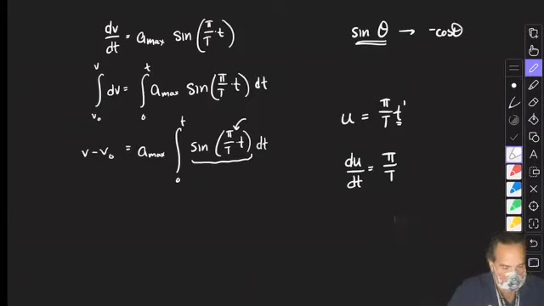Next, solve it for dt. So I solve it for dt. I get t over pi times du. Now, the reason you do all of this is because you're substituting. We're substituting in with u, and we're substituting in for the dt as well, so that I get a new function.